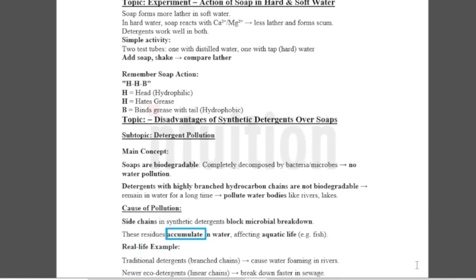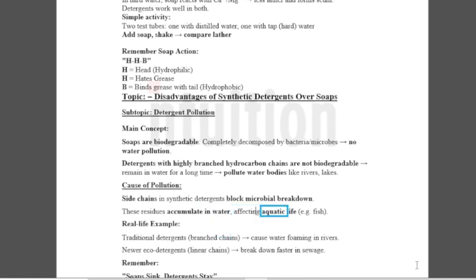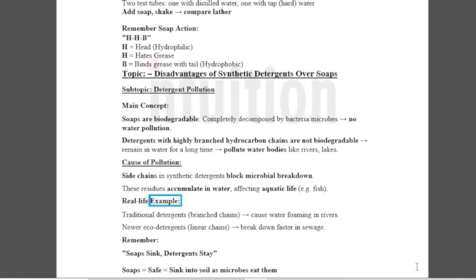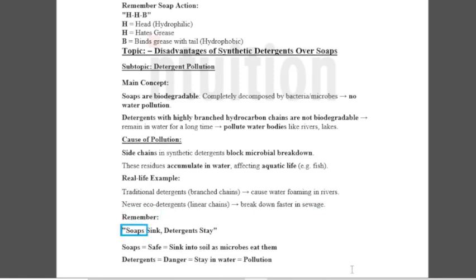These residues accumulate in water, affecting aquatic life, e.g. fish. Real-life example: traditional detergents with branched chains cause water foaming in rivers. Newer eco-detergents with linear chains break down faster in sewage. Remember, soaps sink, detergents stay. Soaps equal safe, sink into soil as microbes eat them. Detergents equal danger, stay in water, pollute.